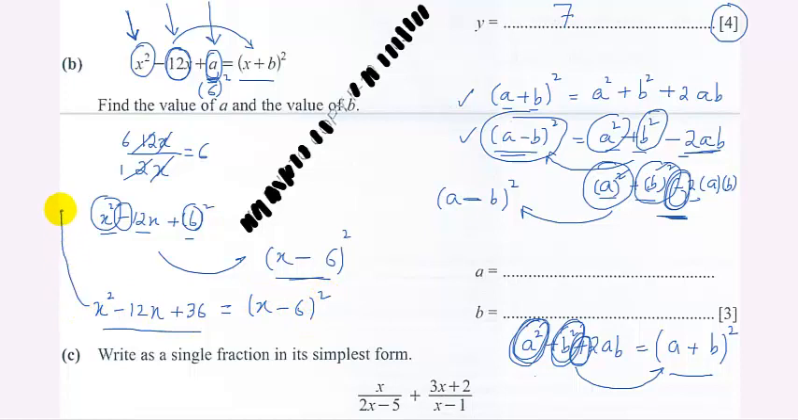Now if you compare this with this, in place of a there is 36, so a is 36, and in place of this plus b there is minus 6, so b is minus 6. So this is our final answer.